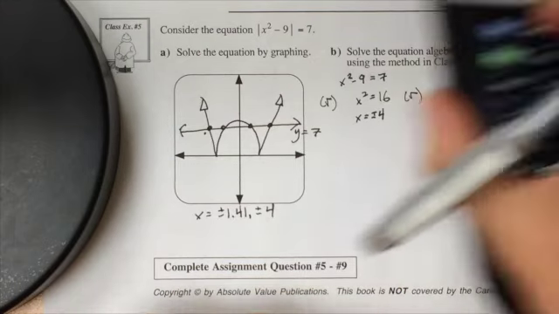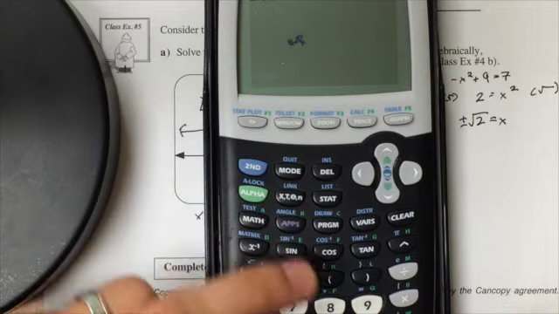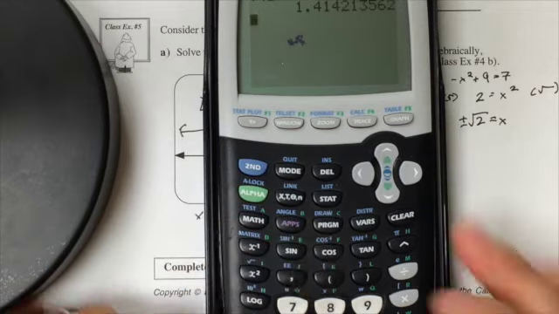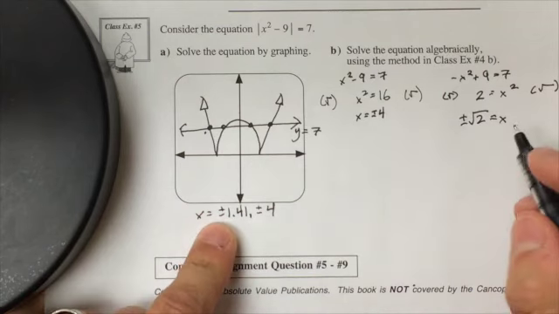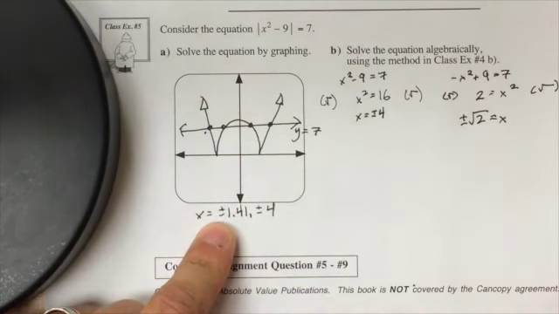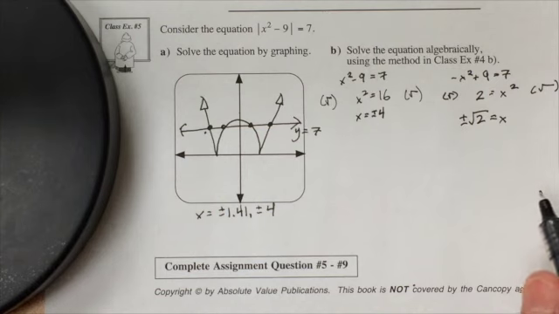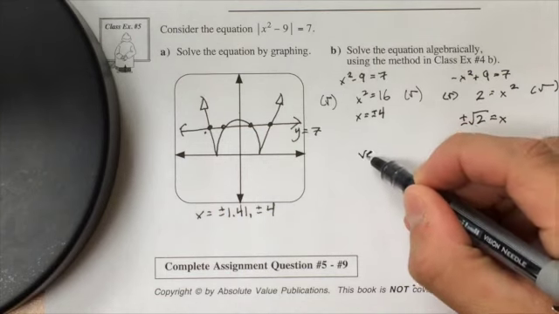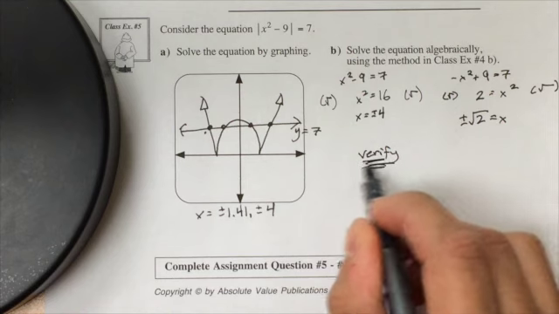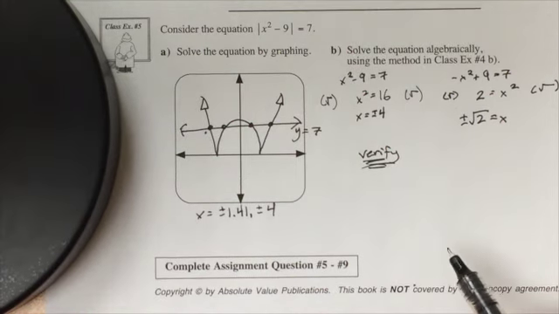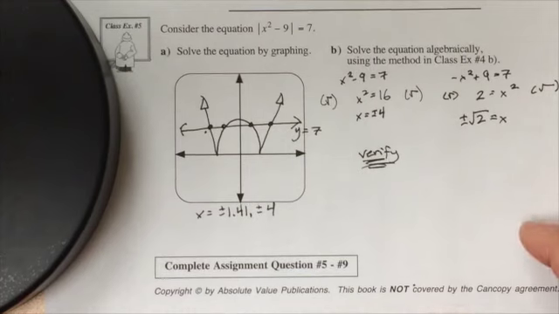Now, if I take the square root of 2, I get 1.41. And I had plus and minus 1.41. All right, so it checks out and it works. Now, usually what you need to do, though, is verify that those are the actual solutions. But I'm not going to do that. Okay, so that is it.